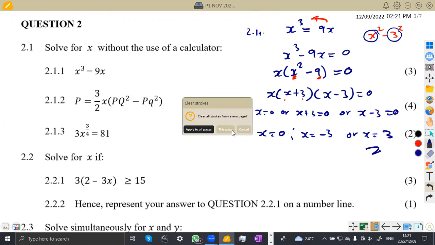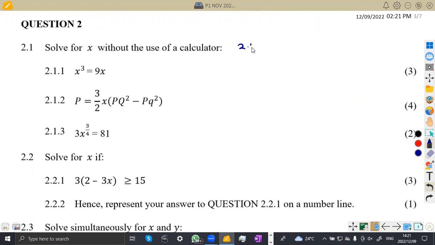Let's just see the other one, which is on 2.12. So for x again, but we are given that p is equivalent to 3 over 2x into pq squared minus pq squared, like that. So it's actually making x to be the subject of the formula. So this is same as p over 1. So we've got a fraction, so we can even cross multiply. So on cross multiplying, here is the 2 in the denominator that is going to affect p.